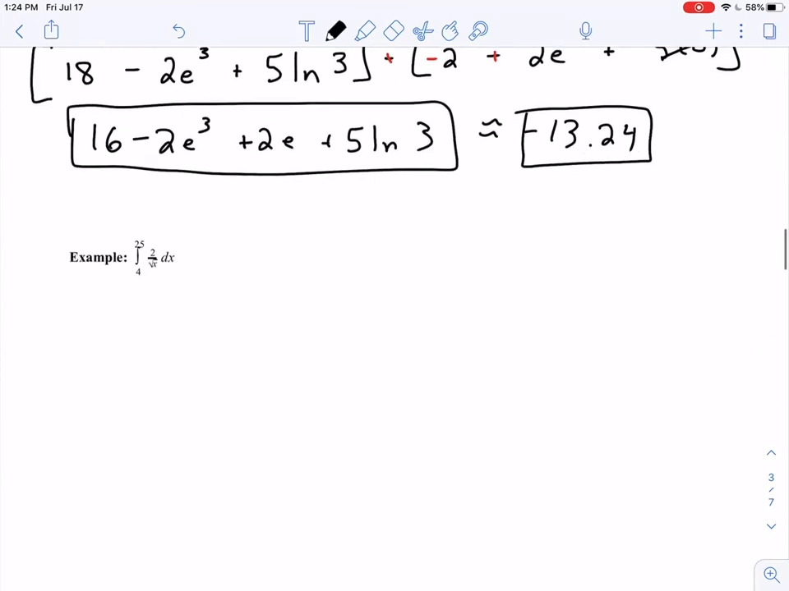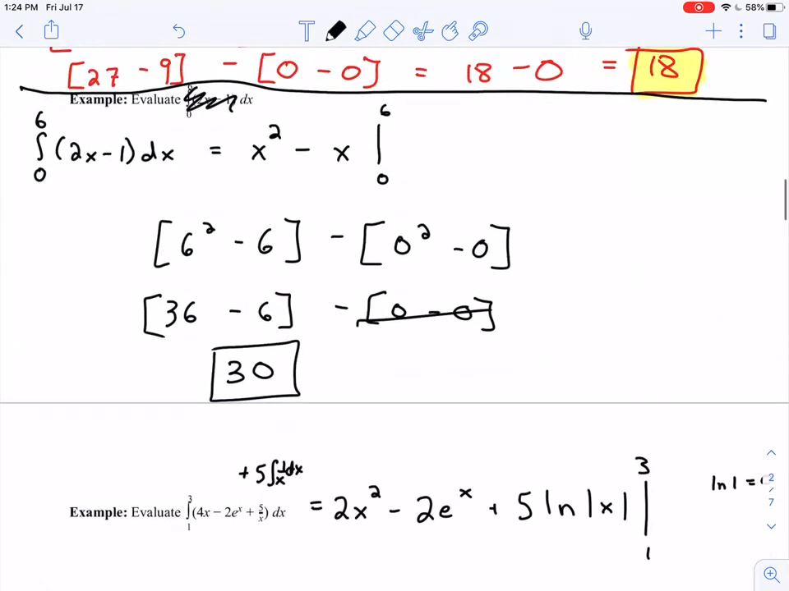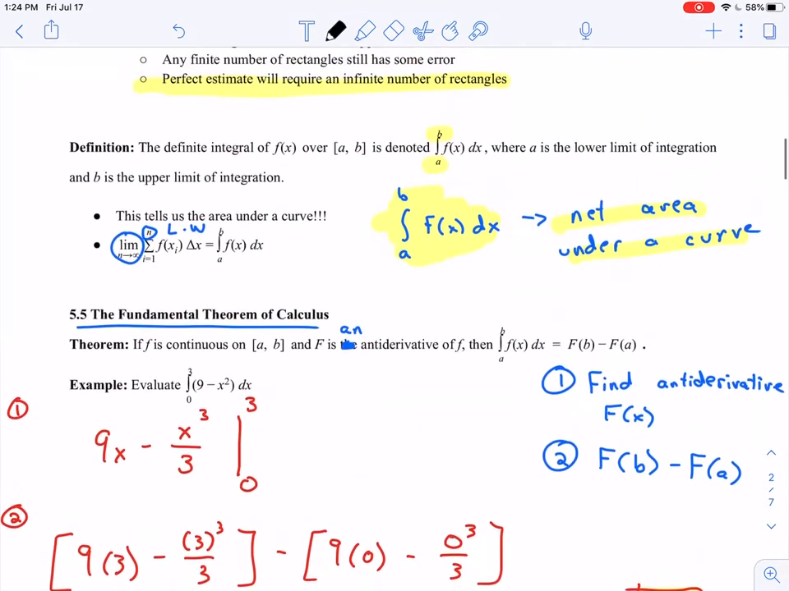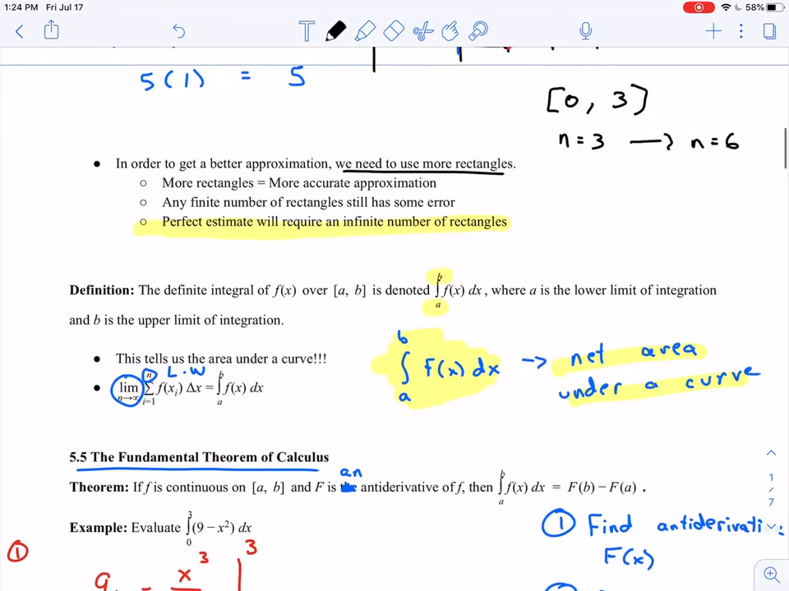Let me see if I have enough room down here to talk about it. I don't. Perfect. Okay, let me erase some stuff here. And actually, yeah, this is good. Let me erase this.